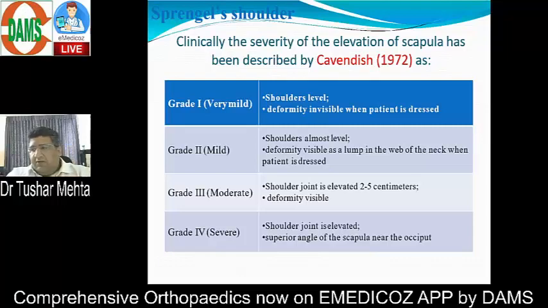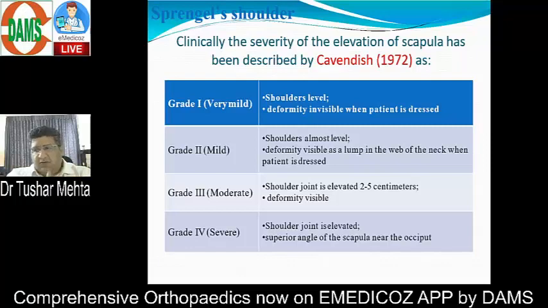So I told you grade 1, 2, 3, 4, very mild, mild, moderate, severe. First of all, very mild. Now when we talk about the very mild staging, it is simple that shoulders are at level, and if the patient is dressed, hardly you can see anything. There's no deformity. So that is Cavendish grade 1, very mild, both things are at that level, you hardly see any deformity. Then you have grade 2.